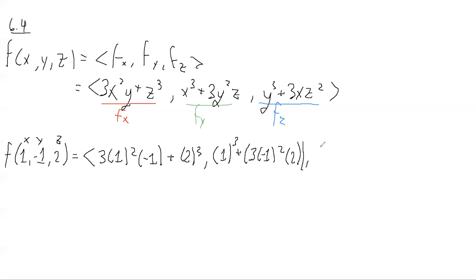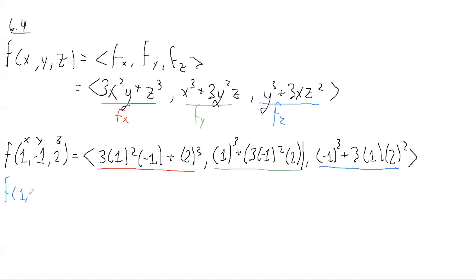Okay, now your f of z value is just going to be: -1 cubed plus 3 times 1 times z squared, which is going to be 2 squared. So let me color code this so it doesn't feel confusing. This is your f of x, this is your f of y, and this is your f of z. Okay, so let's rewrite this equation.